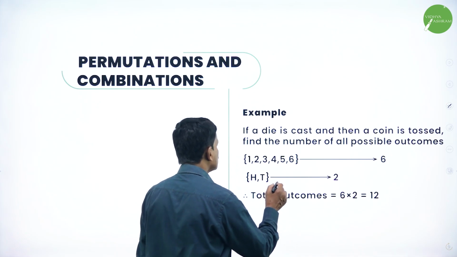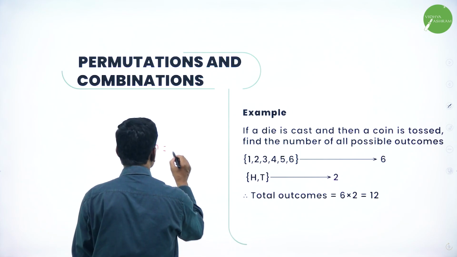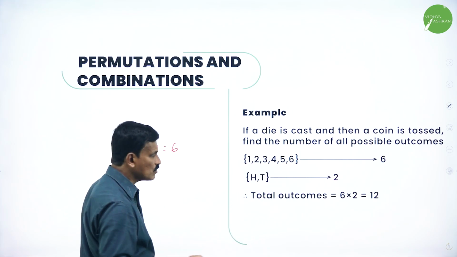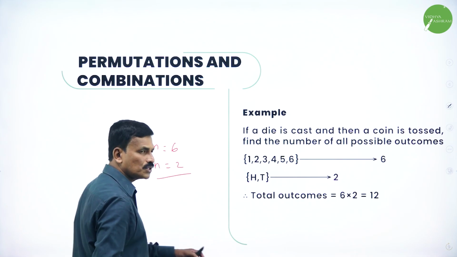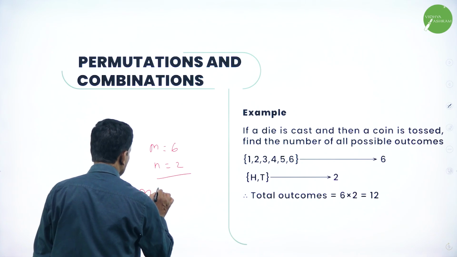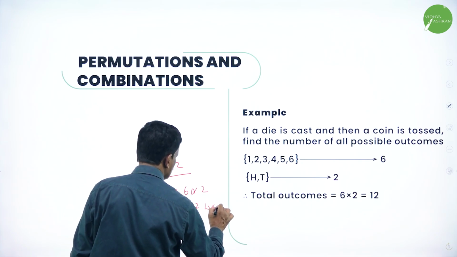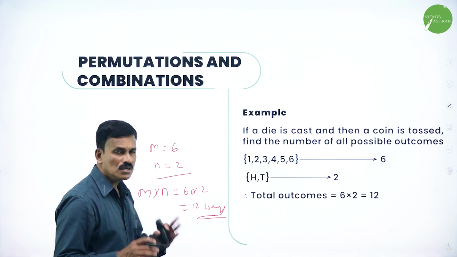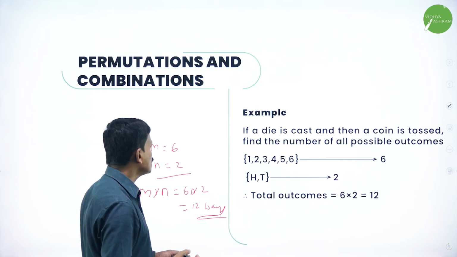So, here let us represent this as m. m is equal to 1, 2, 3, 4, 5, 6. So, m is equal to 6. And for tossing a coin, n is equal to head and tail, that is equal to 2. Therefore, the total outcomes are nothing but m into n, that is 6 into 2, that is equal to 12 ways. That is it. So, one is the sum rule, another one is the product rule. Now, let us move on to the next one.